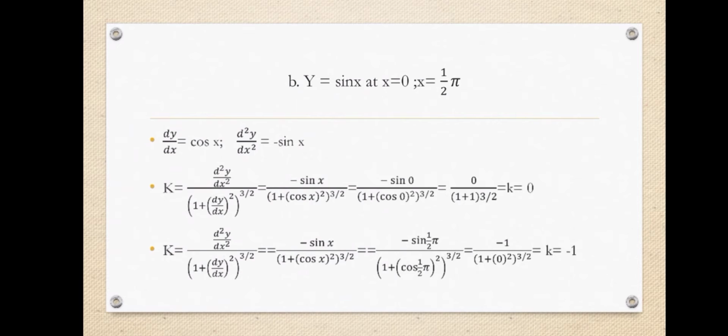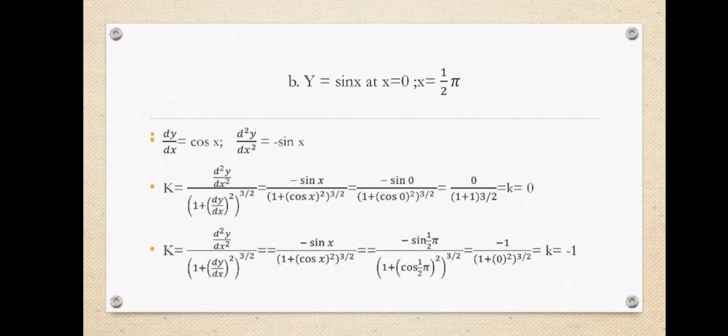And next, we're going to find the derivative of the curvature of the function y equals sine x at x equals 0 and x equals 1/2 pi, or 90 degrees. So first, we're going to find the first derivative of this function. The derivative of this function is cos x, and the second derivative is negative sine x.